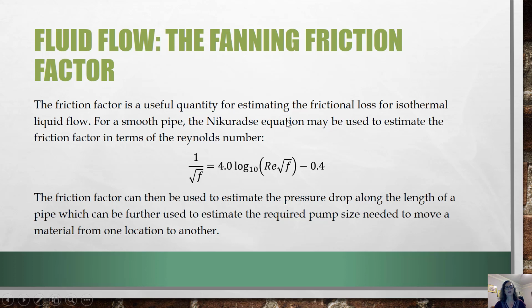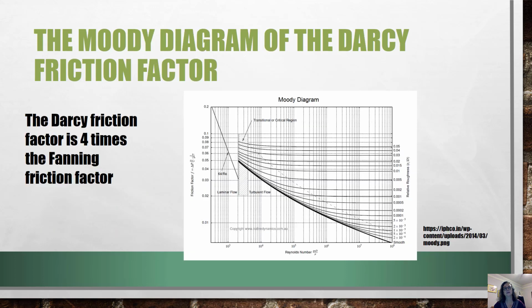A formula that can be used to calculate this is the Reynolds equation, which says that 1 over the square root of F, the friction factor, is 4 times the log base 10 of the Reynolds number times the square root of F, minus 0.4. Then we use the friction factor in other calculations, such as estimating pressure drop along a length of pipe, which tells us things like how big a pump I would need in order to move the material from one location to another. This is an important quantity to know, so we're going to be looking at solving this.